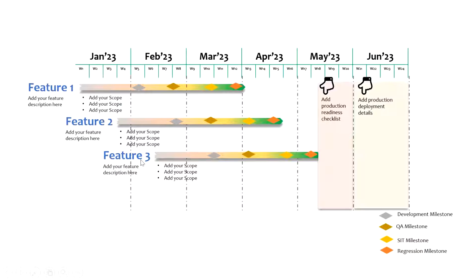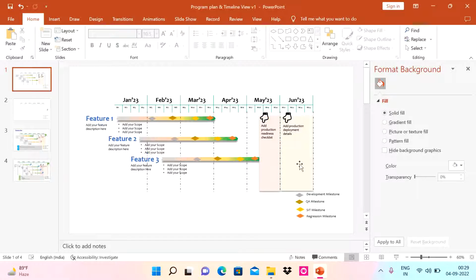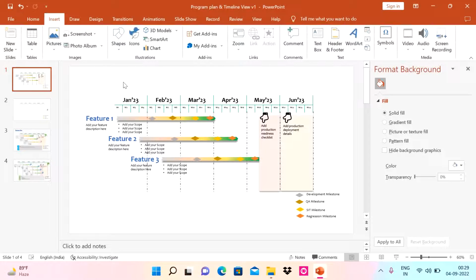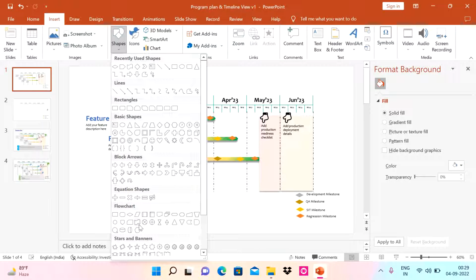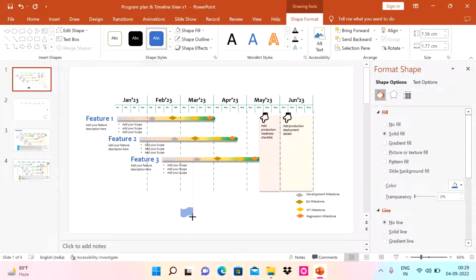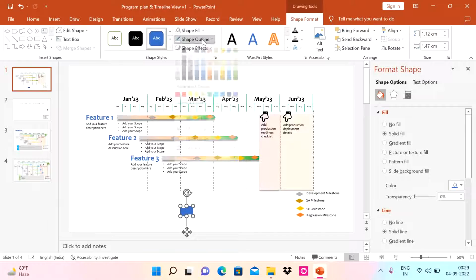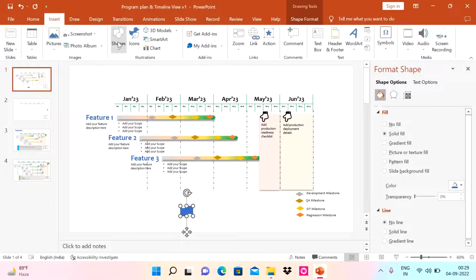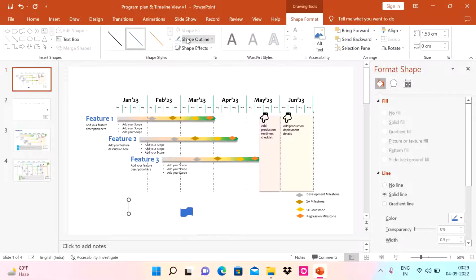So I can see we have a schedule, we have features, we have production readiness, and then we have production deployment details. We can add all these details here. That's a placeholder. Now I'm going to add an icon here for go live. So go to shapes, choose this icon, and say shape outline, no outline. Go to insert, draw a line, say shape outline. Let's say I choose this one.